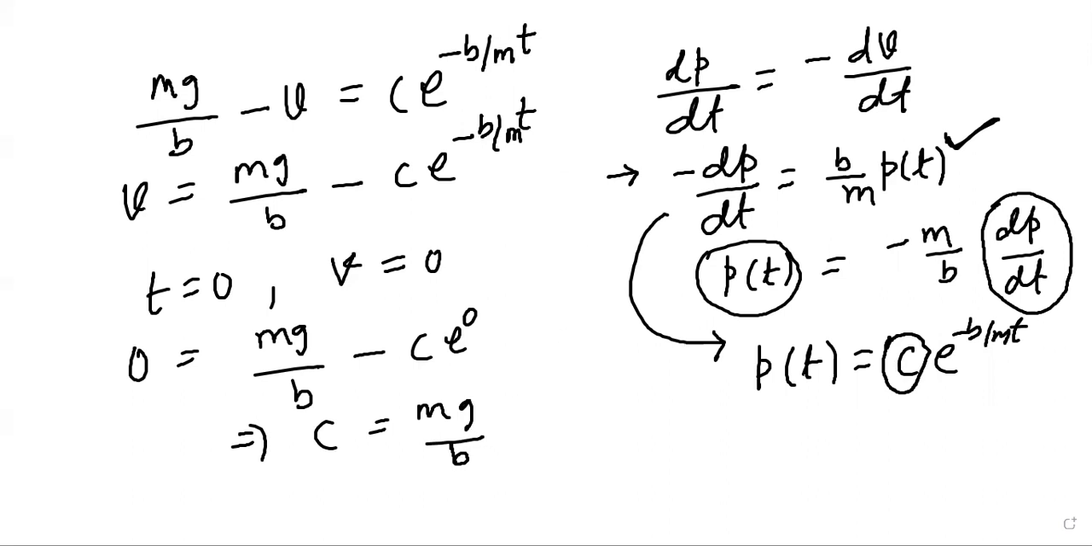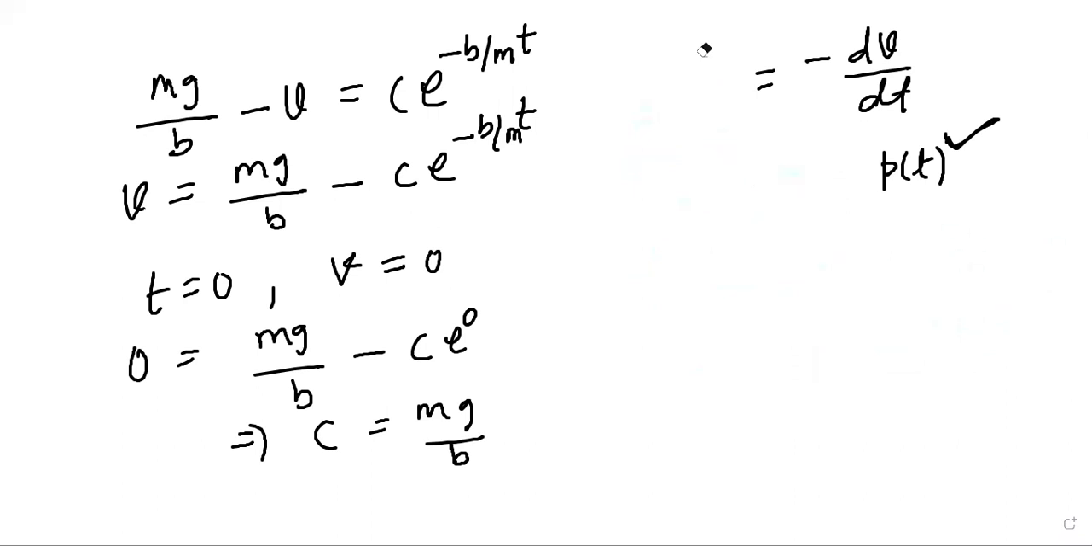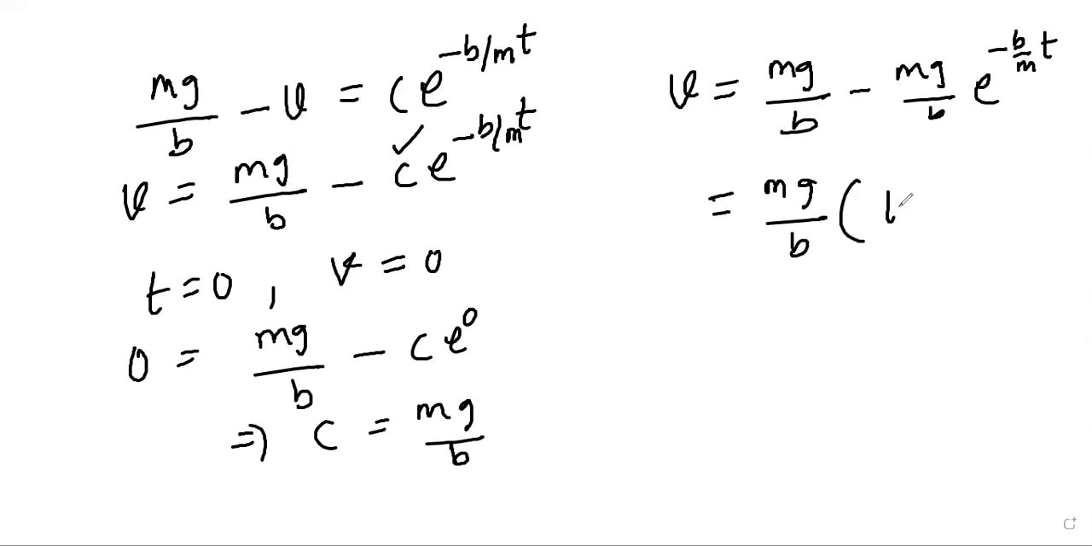Simple, right? Let us now substitute the value of c and rewrite the original equation for velocity as a function of time. Velocity is given by mg by b minus mg by b e to the power minus b by m times t. So you can take mg by b common and write 1 minus e to the power minus b by m t. Okay, this value. Now this is very simple.